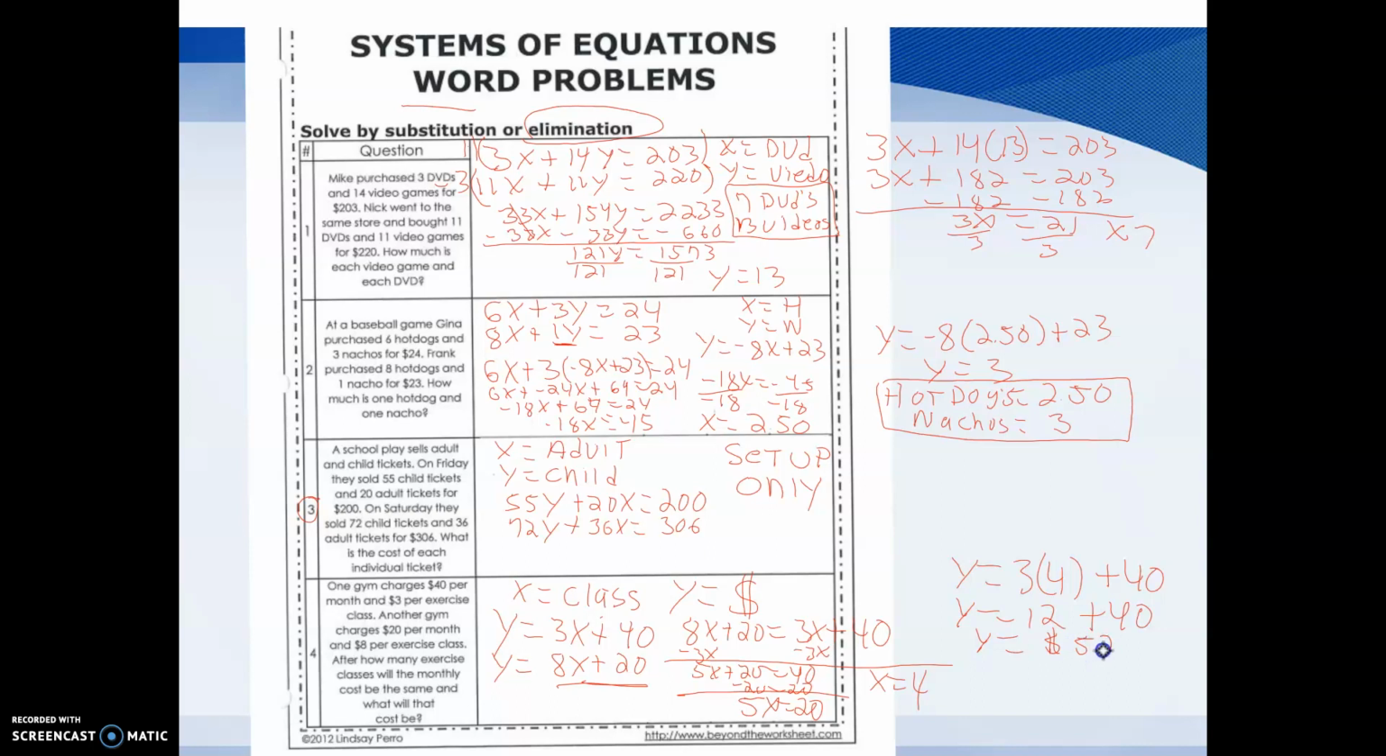All right, so let's answer the question. What will be the cost? How many classes? So there's going to be 4 classes, right? At $52, okay? There we go. So that answers that one. All right. Let's take a look at a couple more of these.